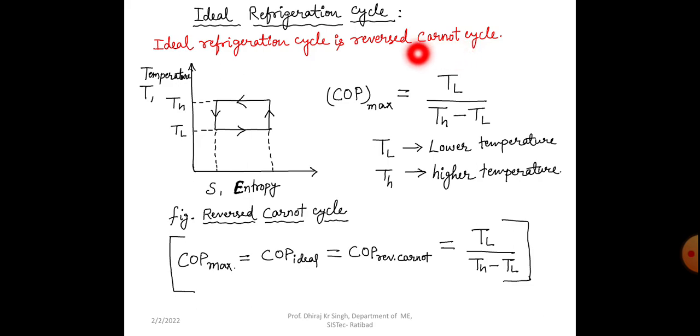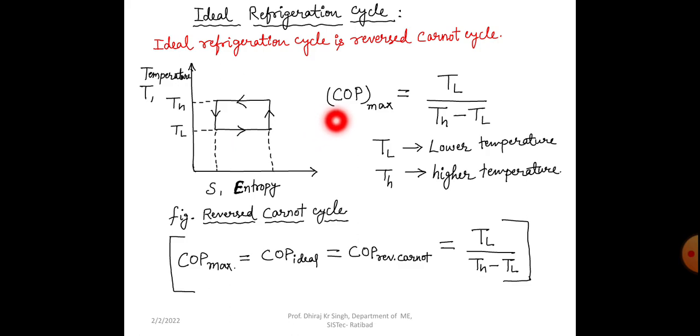So here we can see on this TS plane, the temperature and entropy plane, that these two processes are isothermal processes. In this downward process we can see heat supply is taking place in the isothermal process, right? And in this upper process we can see heat rejection takes place. We have taken the upper process as the higher temperature T and the lower process as the lower temperature process.